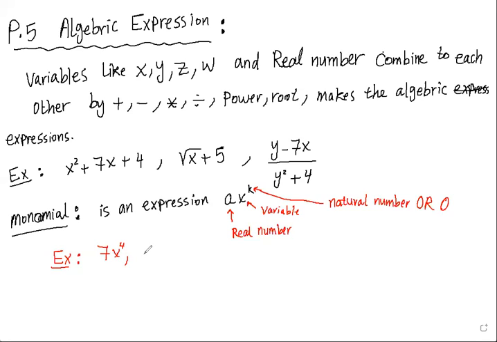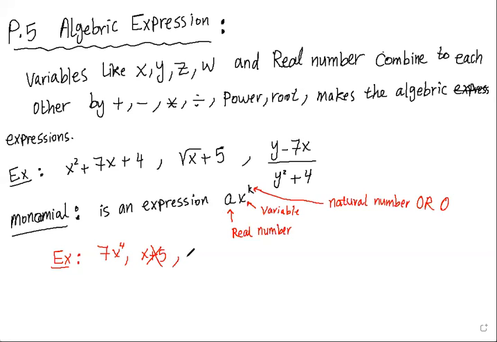X plus 5. But this does not look like a monomial, because we have a plus. This is an expression, an algebraic expression, that is true, but it is not a monomial.